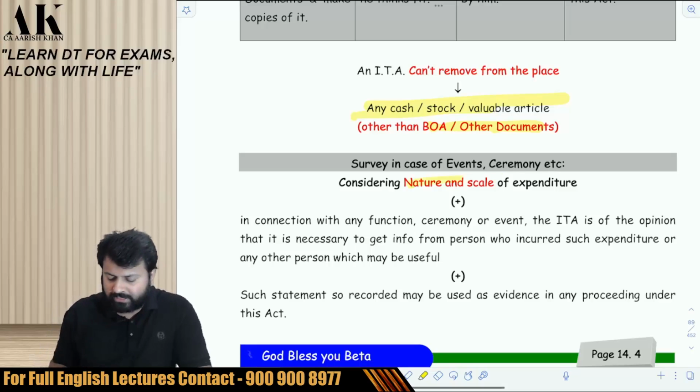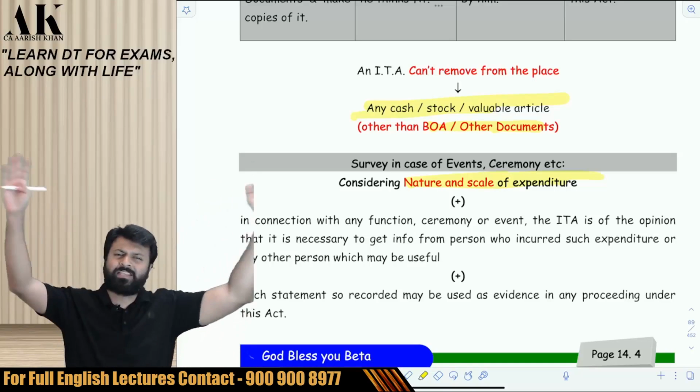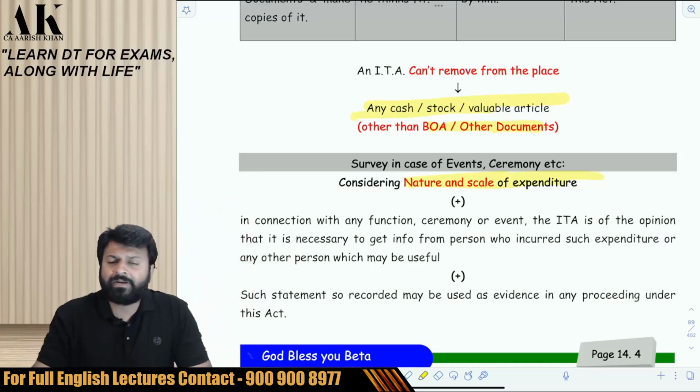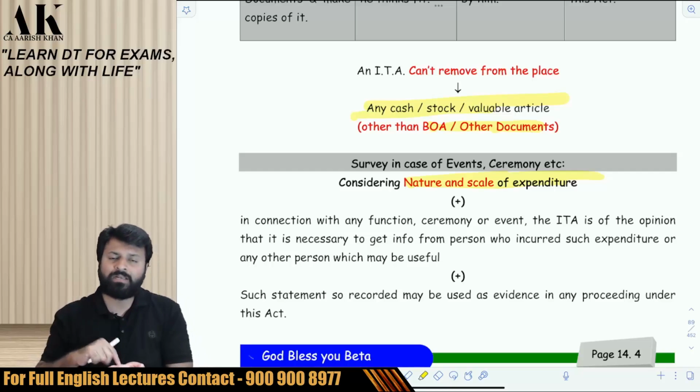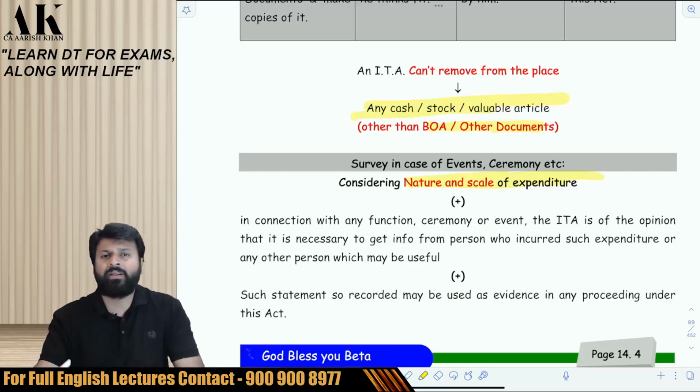Can survey be done in events, occasions, marriages, weddings? Yes, considering the nature and scale of expenditure. If the nature and the scale of expenditure is huge, then the department can also do survey for the purpose of marriage, event, ceremony, functions, award functions, and so on, especially marriages and wedding ceremonies. They can do survey there also. There are many famous personalities, especially political parties, in whose case survey has been done. In what case? In the cases of wedding.